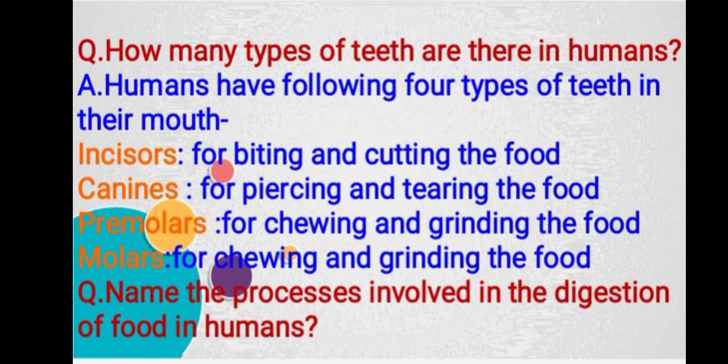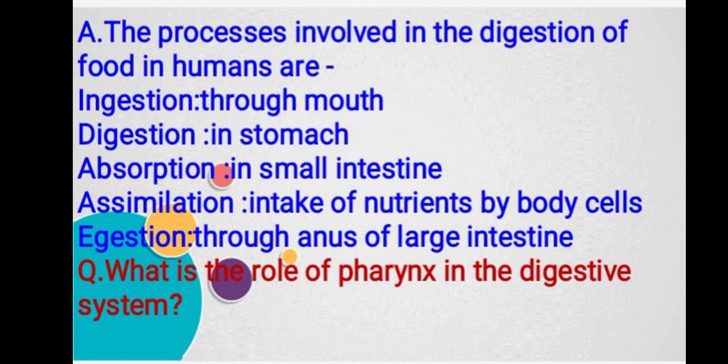Next question, name the processes involved in the digestion of food in humans. In short, we can write like this. The processes involved in the digestion of food in humans are ingestion through mouth, digestion inside the stomach, absorption, the site is small intestine, assimilation, where intake of nutrients by body cells occurs, egestion, removal of undigested food through anus of large intestine.